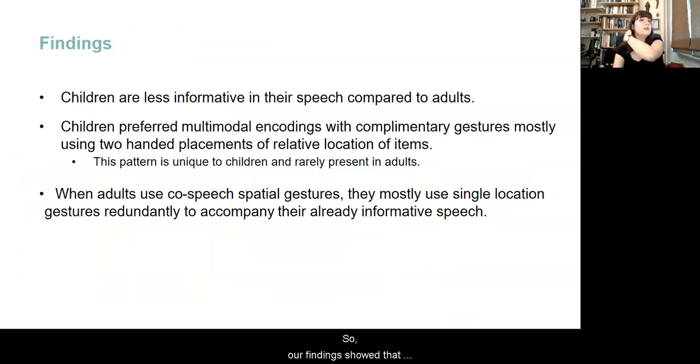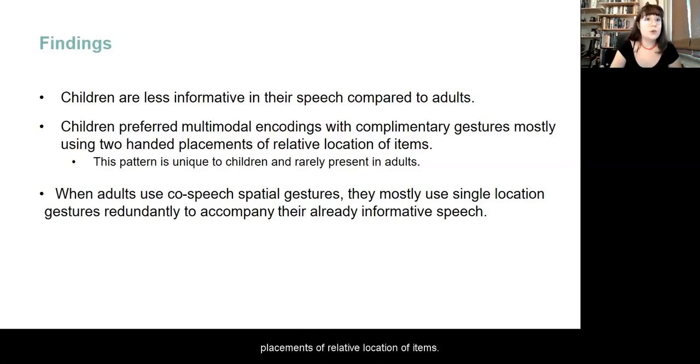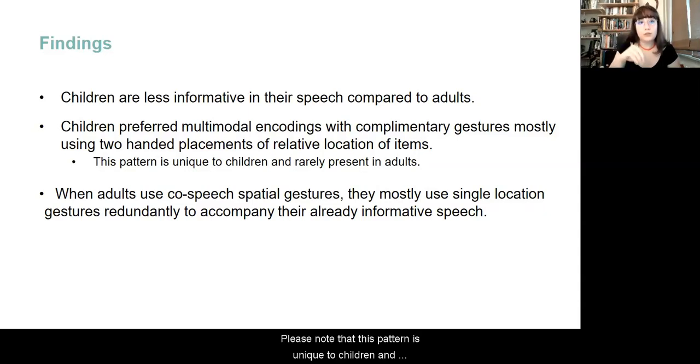So our findings show that children are less informative in their speech compared to adults, and they prefer multimodal encodings with complementary gestures, mostly using two-hand placements of relative location of items. And please note that this pattern is unique to children and rarely present in adults. When adults use co-speech spatial gestures, they mostly use single location gestures redundantly to accompany their already informative speech.